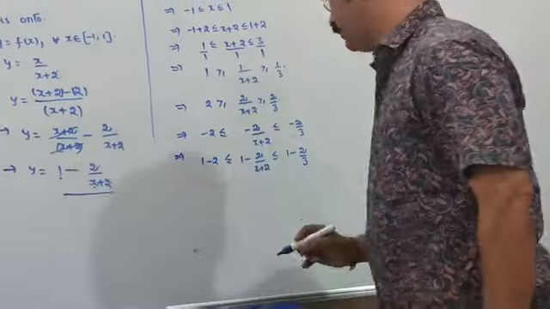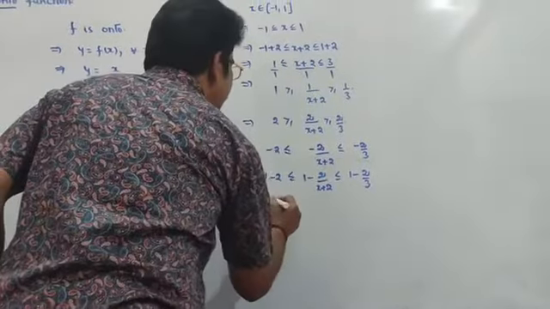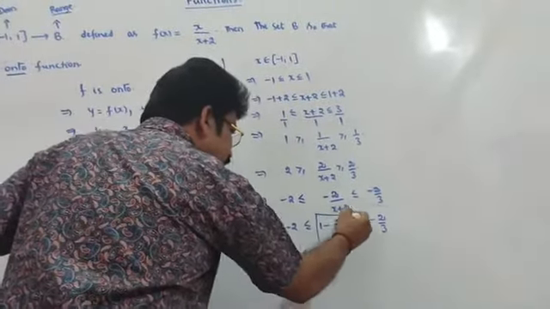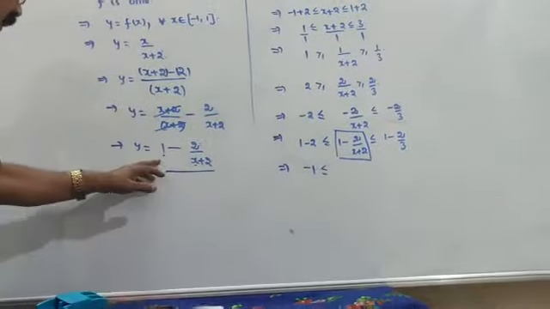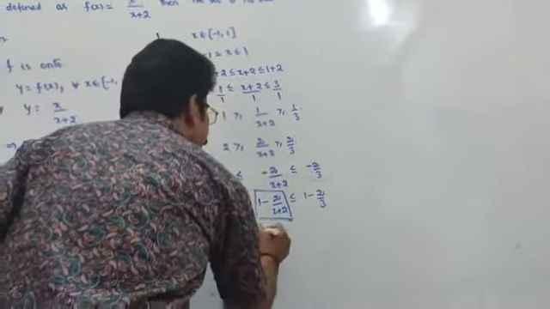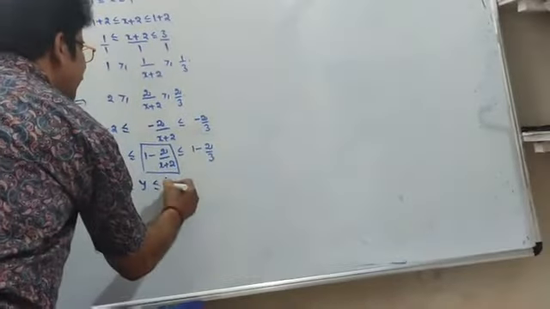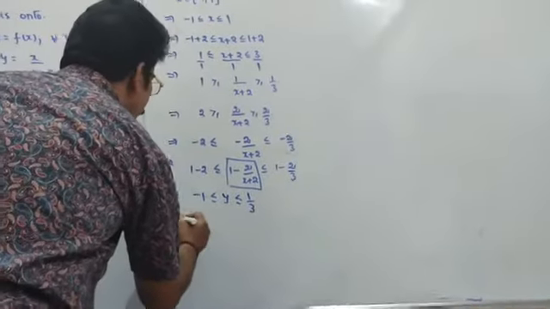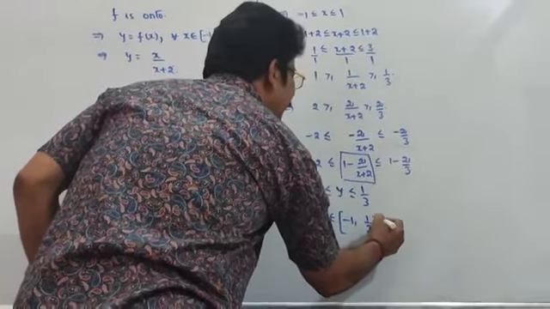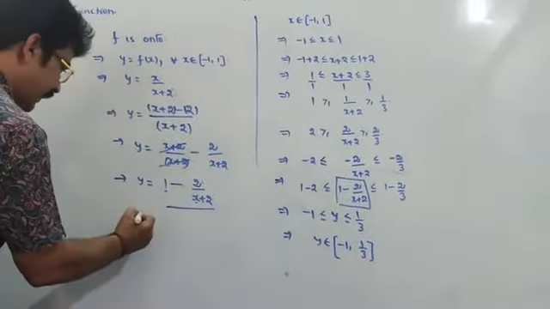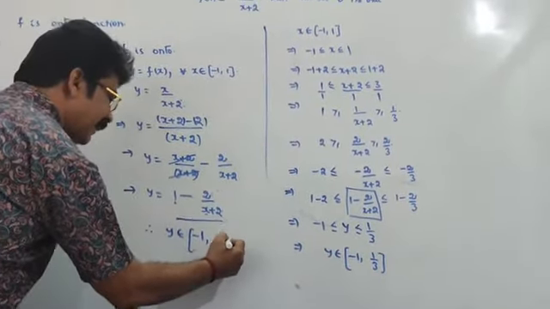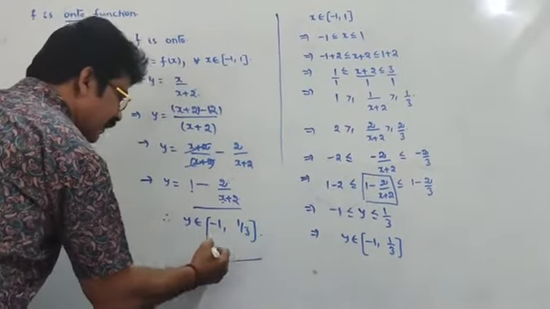Like that, it will be minus 1 less than or equal to 1 minus 2 divided by x plus 2. This is y. So on simplification it is less than or equal to 1 by 3. Therefore y belongs to the closed interval of minus 1 comma 1 by 3. Okay, this is the range.